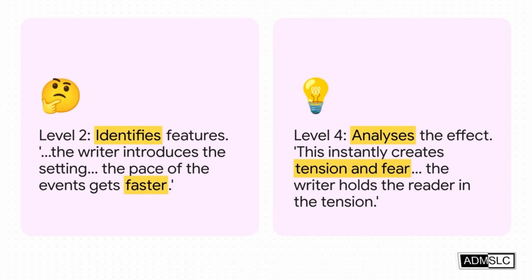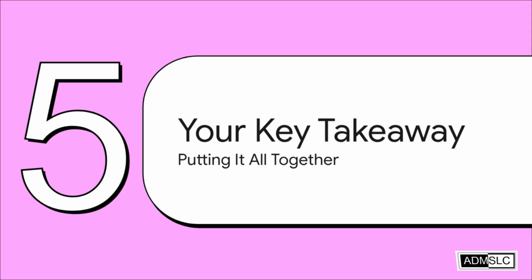This is the crucial difference. The level 2 answer tells you what happens. The level 4 answer explains the effect on you, the reader. See how it doesn't just say there's a shift? It explains that the shift from a positive image to a threat is what creates tension and fear. It doesn't just say the pace changes. It says the writer holds the reader in the tension. The top answers always, always, always explain the why. Why did the writer do that? To make you feel something. That is the secret.